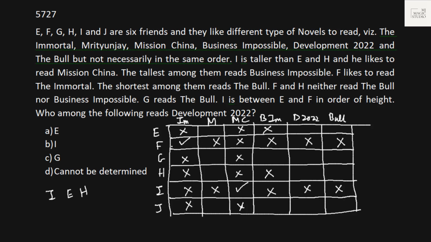F is also not reading Business Impossible. That means F is also not the tallest one. The shortest reads Bull. Okay, I is not the shortest. I is crossed out. F is not the shortest. Either from E and H can be. F and H neither read the Bull. H is also not the shortest. This is the shortest. That means it can be I, H, E.